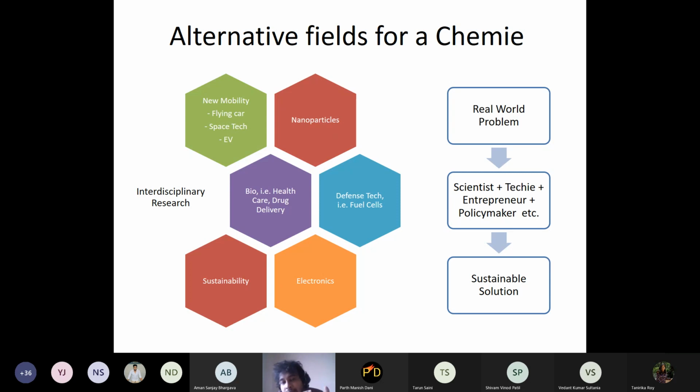And these are very emerging areas. You have scope to go in. It's not saturated. New dimensions are coming in, new technologies coming in, new applications coming in. So this is new mobility. Then there is obviously bio.